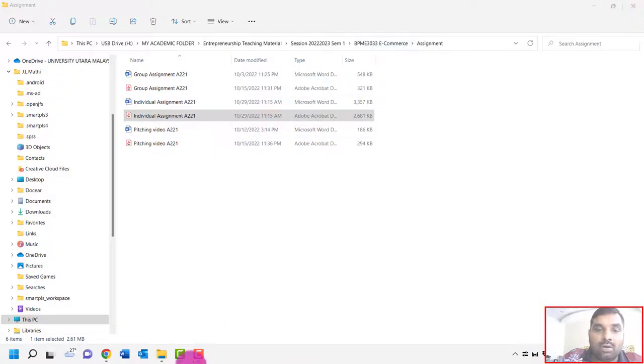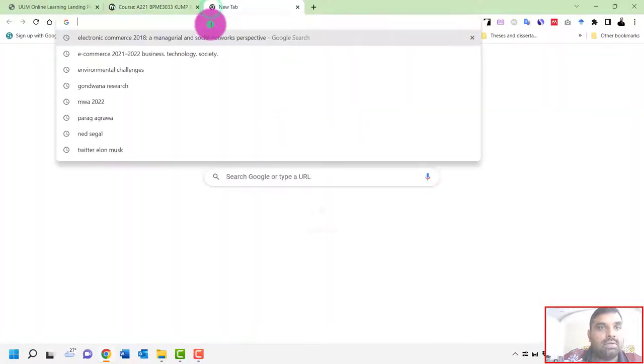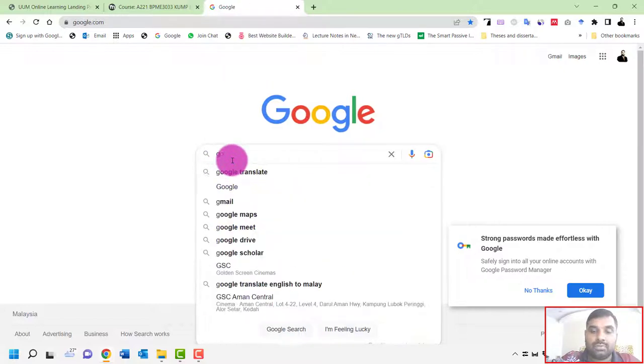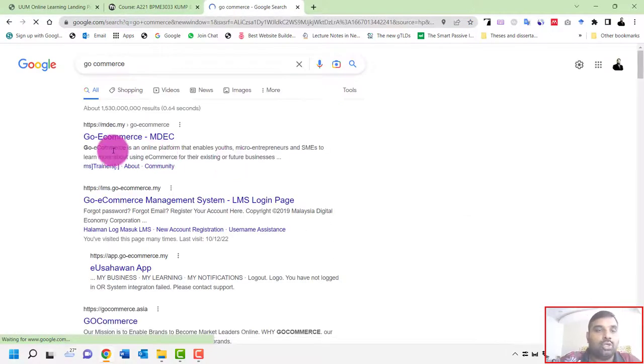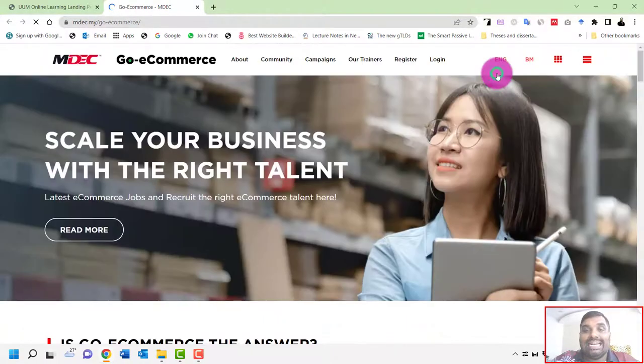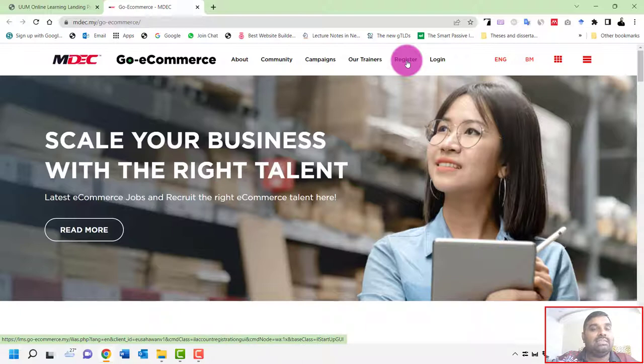So let me show a simple demo. Just go to Google. Just type GoCommerce. So it will go to the Go e-commerce MDEC. If you have not registered an account under e-commerce yet, you have to register. I think most of you already registered on the Go e-commerce platform from the earlier subject, Introduction to Entrepreneurship. So if you're not yet registered, you just register; otherwise, you just log in.